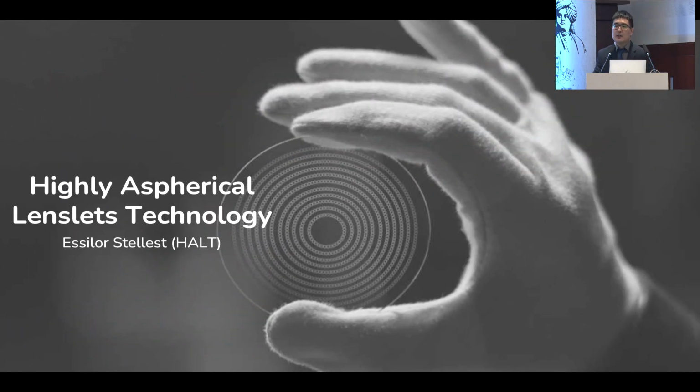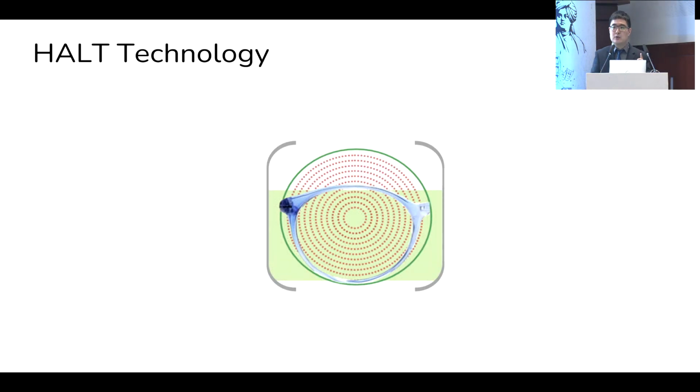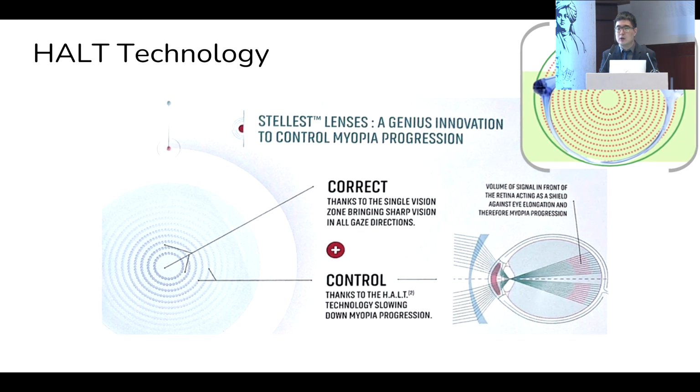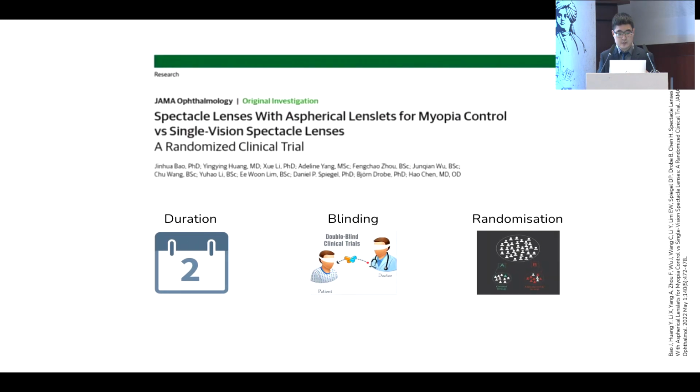Then next will be the competitor, which came out later. This is the highly aspheric lenslet technology, which is by Essilor and named Stellest. As you can see, compared to the hexagonal distribution, this is more in a circular distribution throughout. Again, they have a central clear zone, and then they use the highly aspheric lenslets in the periphery to achieve that myopic defocus in the periphery.